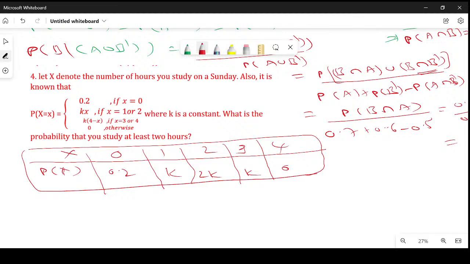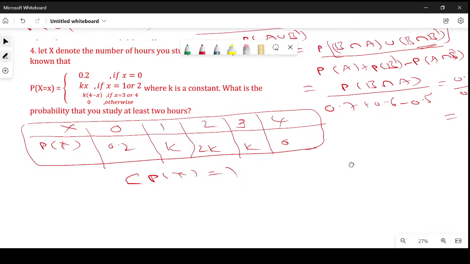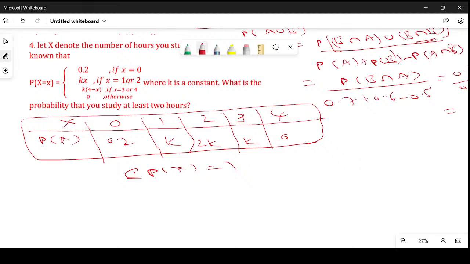Then what they're asking here. So first you should find the k value. After that they're asking what is the probability that you study at least 2 hours. How to find k value? We know sigma p of x always equal to 1. In a given particular experiment, sum of the probability should be 1. Sigma p of x is equal to 1.